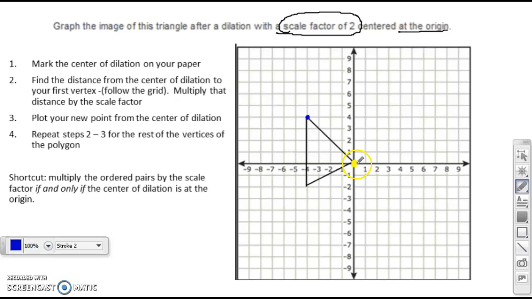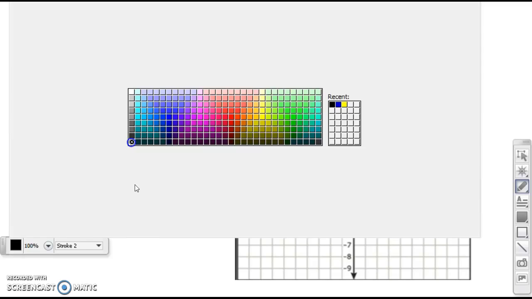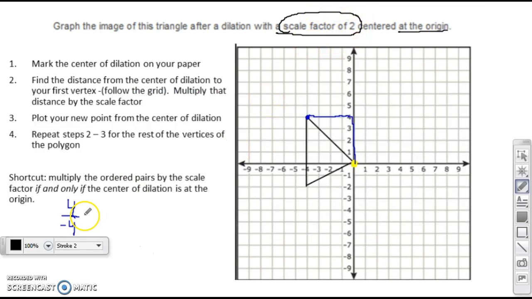From my center, I'm going to count how I got there. It looks like I went up 1, 2, 3, 4, and backwards 1, 2, 3, 4. So on scratch paper, I'm going to make a note that I went up 4 and backwards 4. Now I'm going to take that distance and multiply it by my scale factor, which is 2. So I'm going to multiply the top and the bottom by 2.